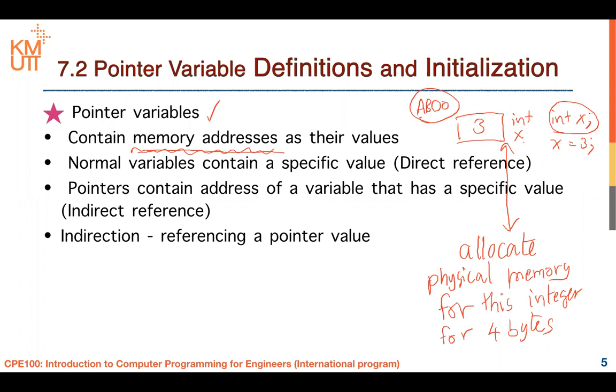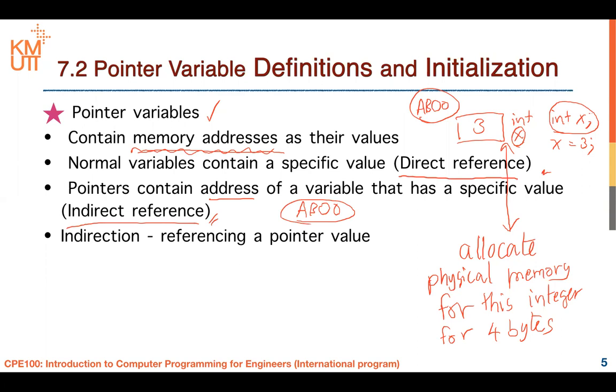Pointers contain the address of a variable. In this case, it is AB00, for example. Okay, so in order to get a specific value from the address, we call it indirect reference. We have direct reference. Direct reference means if you have x as a variable, x is actually 3, right? It is direct reference. But if you want to get the value that is stored in this address AB00, we call it indirect reference.